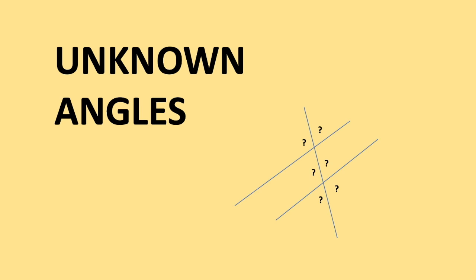Hi everyone, today we're going to be talking about unknown angles. Unknown angles are created by intersecting lines, and there are certain relationships between the different angles that are created by the lines. So when you know one angle, you can figure out what all of the other angles are.